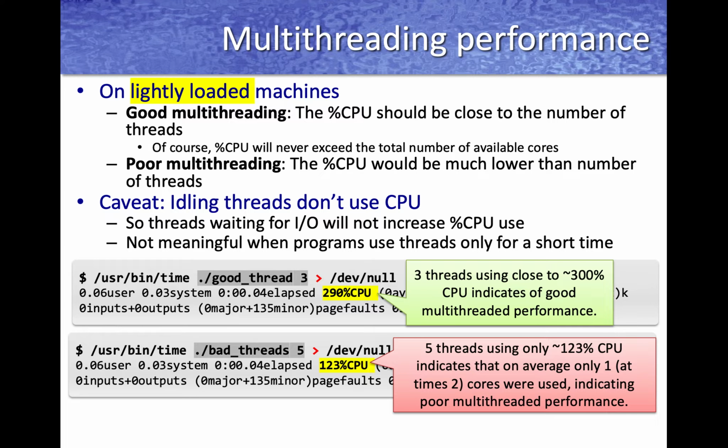Keep this caveat in mind: idling threads don't use CPU, so if threads are waiting for I/O operations, they will not utilize all of the CPU time. And also, this approach or this statistic is not meaningful when a large part of the time of the program is spent only in single threaded mode. That means the program is running in multi-threaded mode only for a short fraction of time. So on an average, the overall percentage CPU utilization will be lower. So for single threaded programs, or for programs where multiple threads are not running very long, this approach will not give you correct inferences.